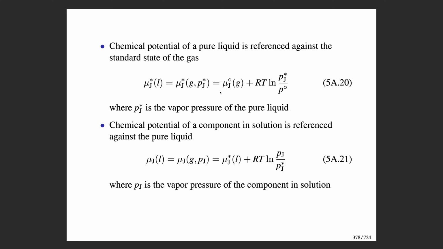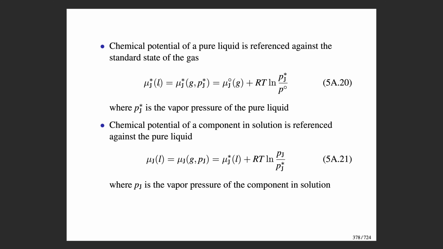And so that's what we're illustrating here with this equation. What we're doing in this first equation is considering the chemical potential of a pure liquid. In my notes, we'll be using the superscript star to denote a pure liquid. So this is the chemical potential of substance J in its liquid state as a pure component. It's equal to the chemical potential of that component in the vapor phase as a gas with that particular vapor pressure.